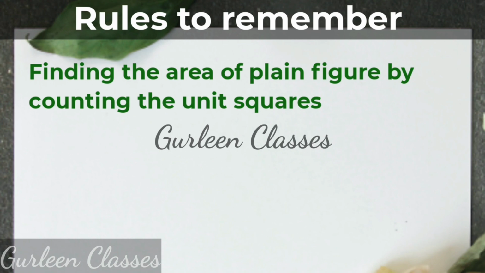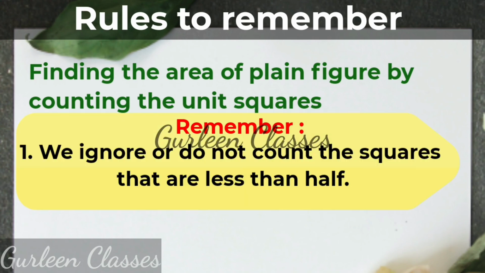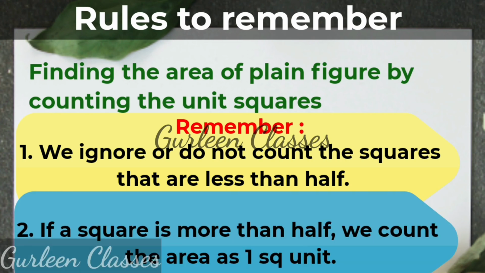While finding the area of a plane figure by counting the unit squares, remember, number 1, we ignore or do not count the squares that are less than half. Number 2, if a square is more than half, we count the area as 1 square unit.